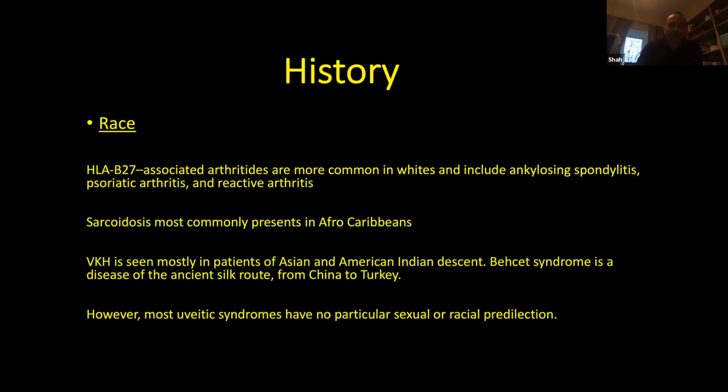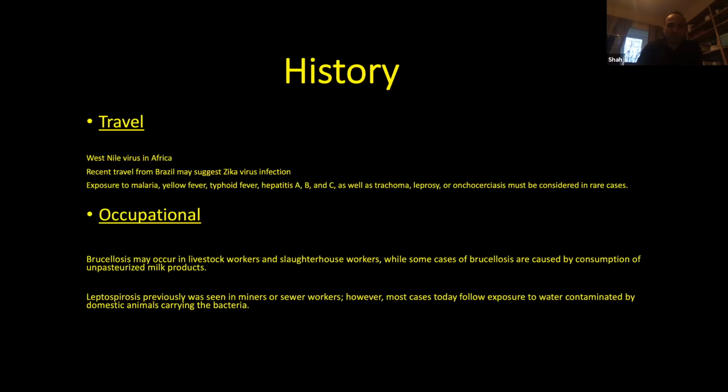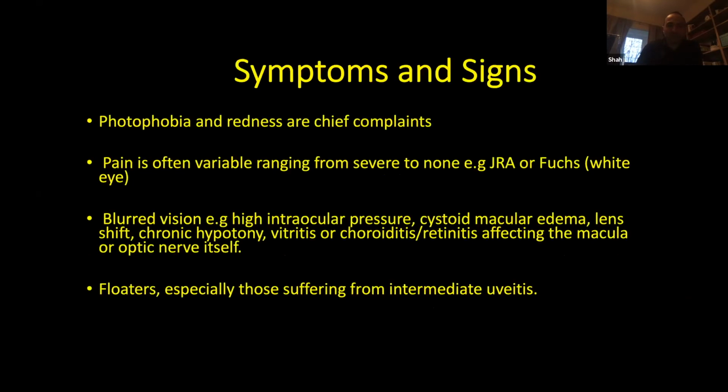Age, gender, race, sexual habitus, where they are from, family history, social habits, travel, occupation. All these things should be important within your portfolio of questions. And then within your symptoms and signs, you all know about photophobia and redness as chief complaints. Pain can be very variable, actually. So some inflammatory conditions, there's no pain at all.